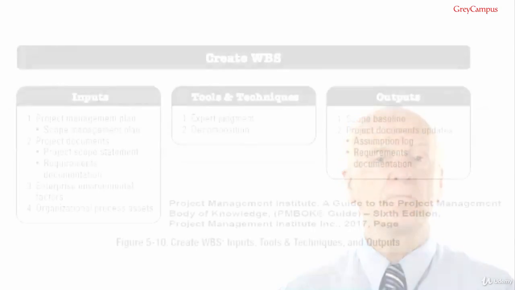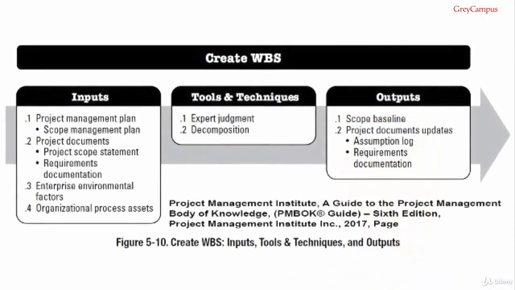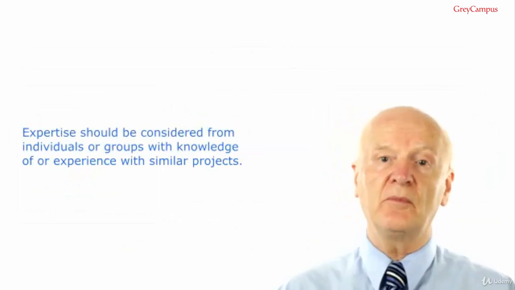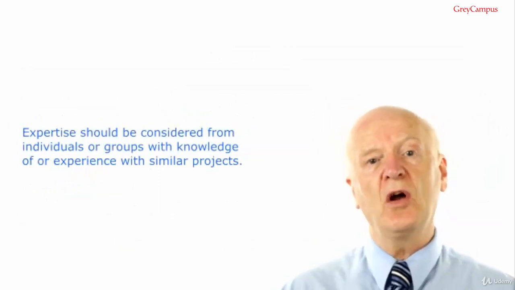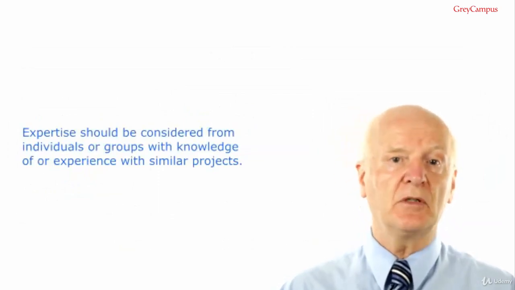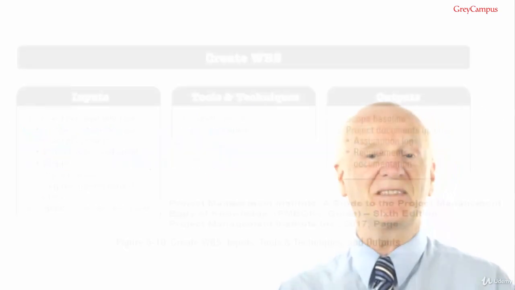Because for example, if you're building an office block or something like that, then if you have a work breakdown structure for a single floor, you can take that whole section of the work breakdown structure to use. Create work breakdown structure tools and techniques. Number 1, the ever popular expert judgment. Expertise should be considered from individuals or groups with knowledge or experience with similar projects. Makes a lot of sense.